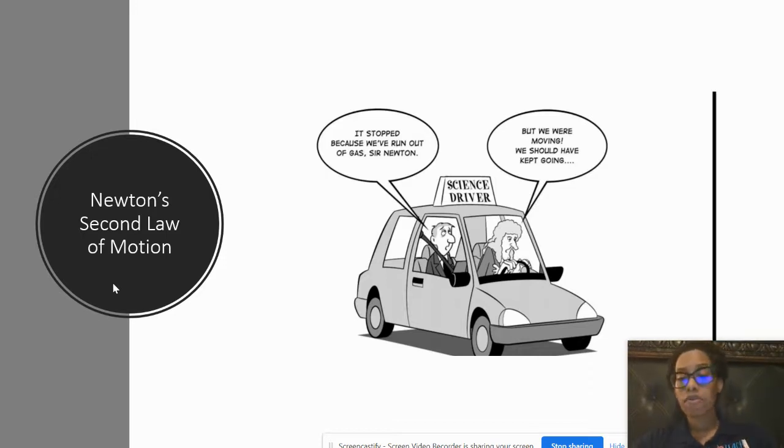So here's a joke from Newton. He is the science driver. And the person is saying, "It stopped because we ran out of gas, Sir Newton." And Newton says, "But we're moving. We should have kept going based upon his law of inertia." Okay, I made a funny. I know you didn't laugh, but it's all right.